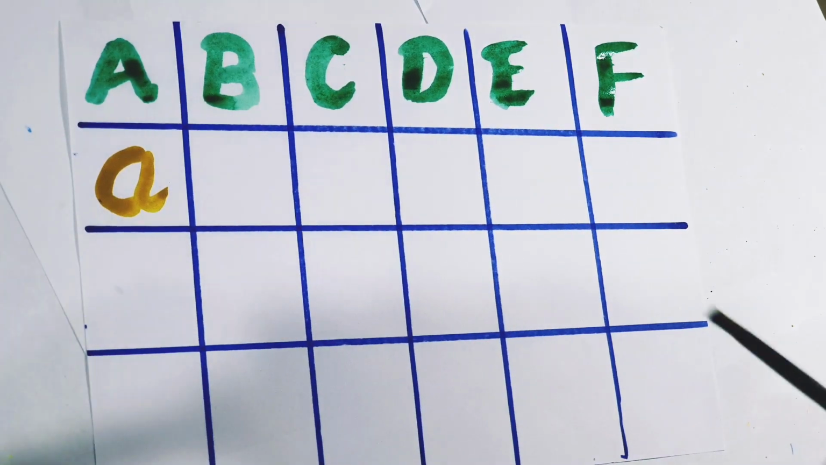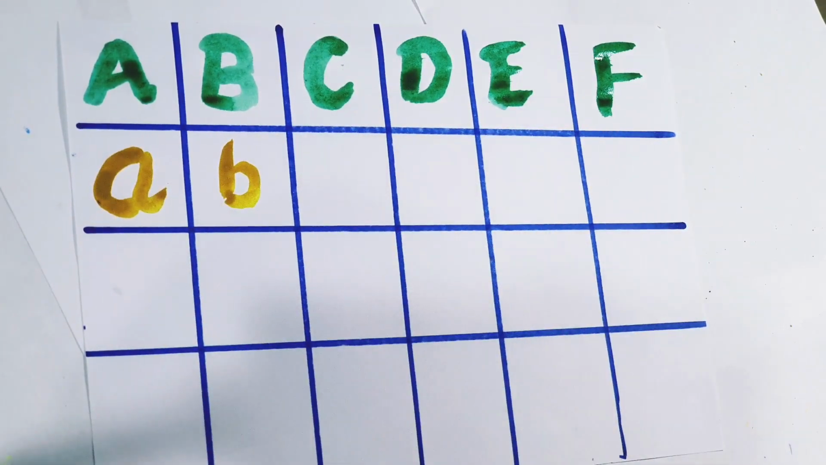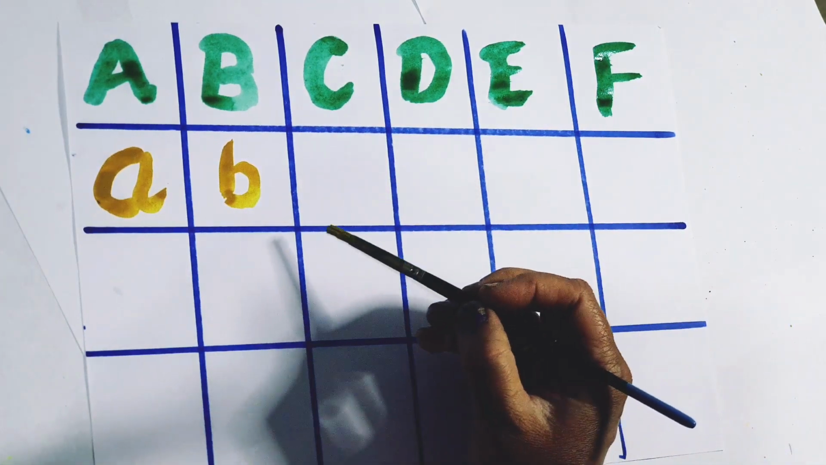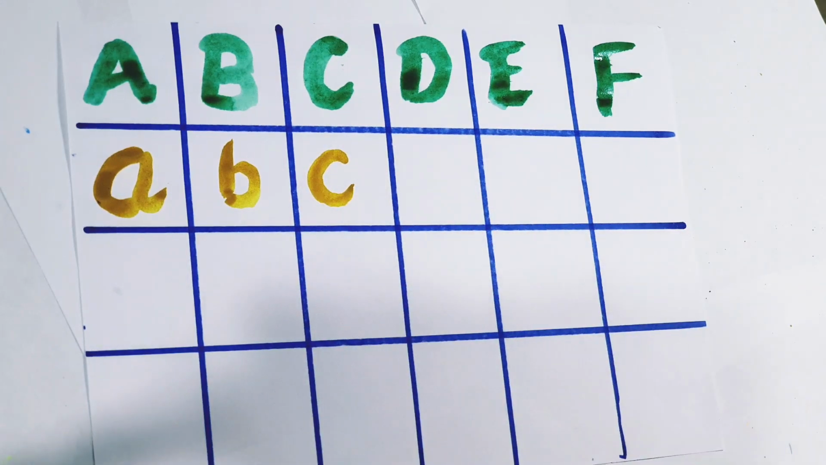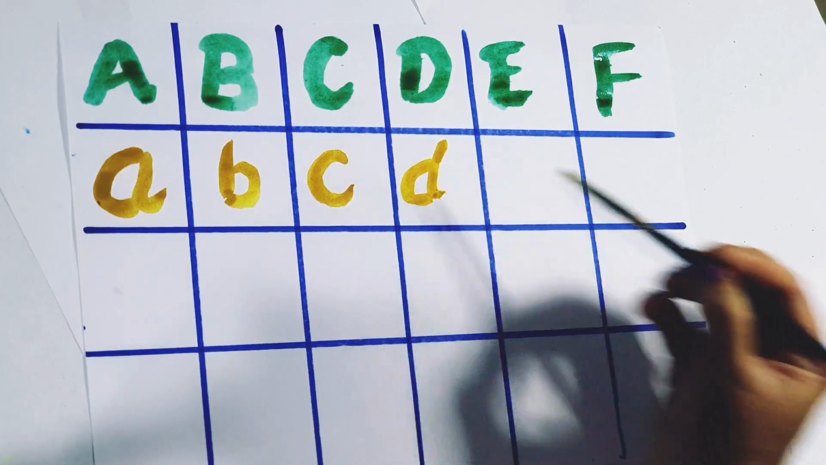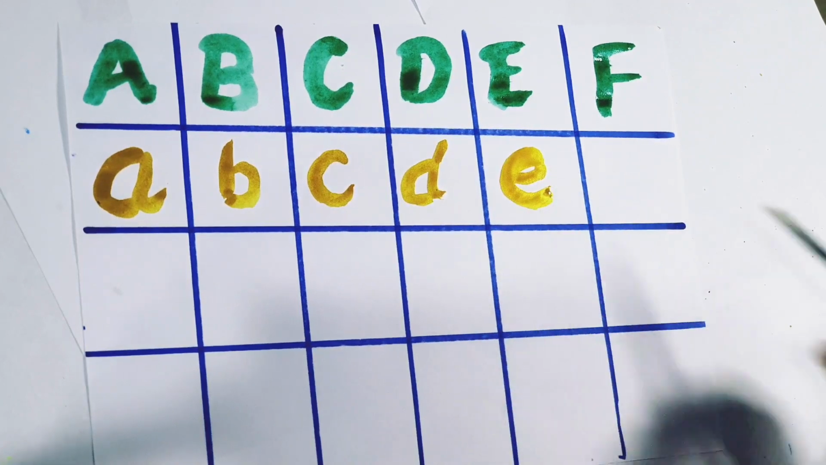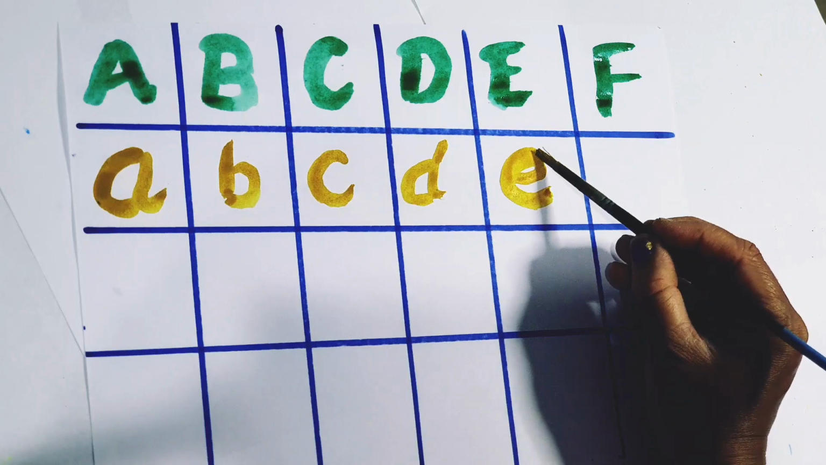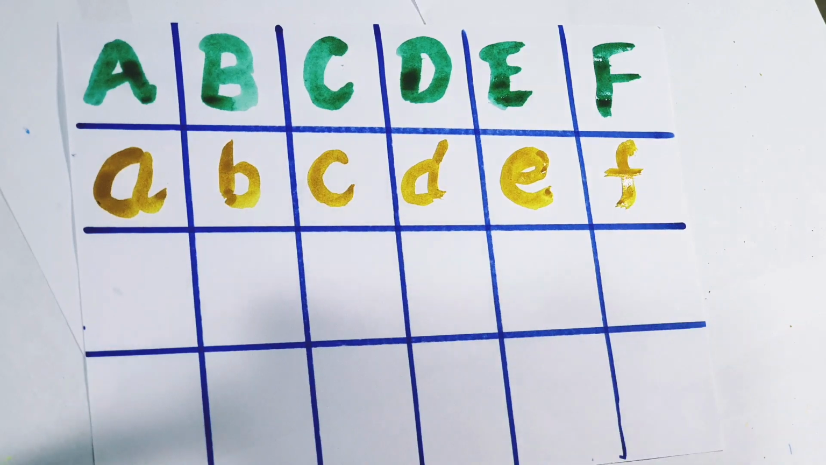A for aeroplane, B for ball, C for carrot, D for dog, E for eggplant, F for fish. Blue color.